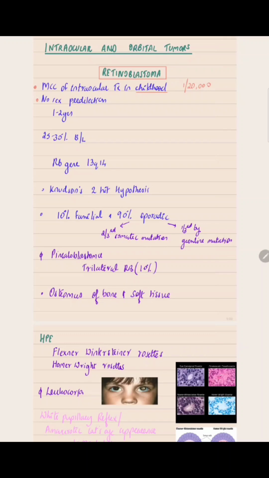After that, among the malignant tumors, the first one is malignant melanoma of the choroid. This is the second most common malignant intraocular tumor.